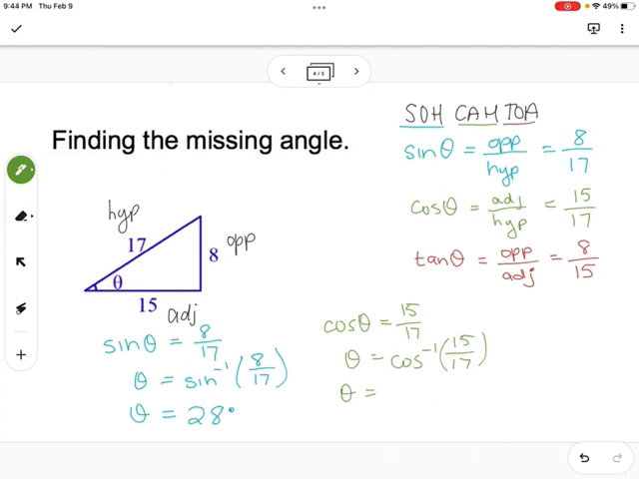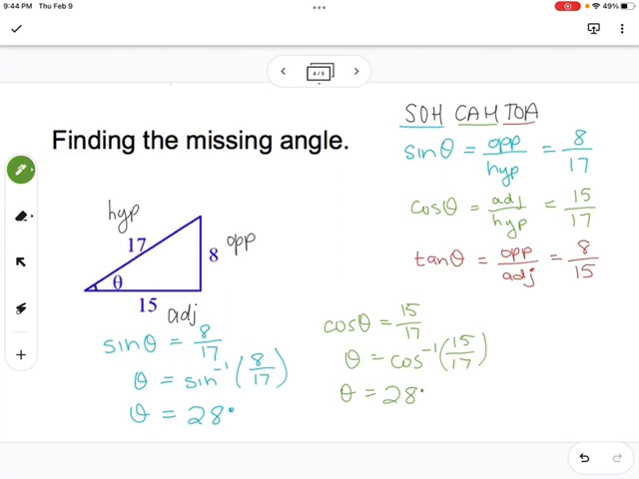So again, in my calculator, I'm going to put 15 divided by 17 equals. I'm going to press second, and this time I'm going to hit cos -1. And like I said before, we should still get that 28 degrees.